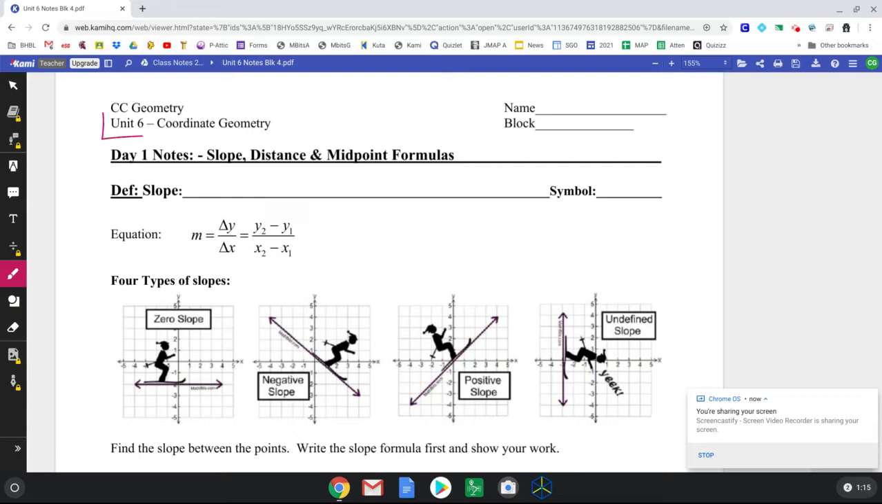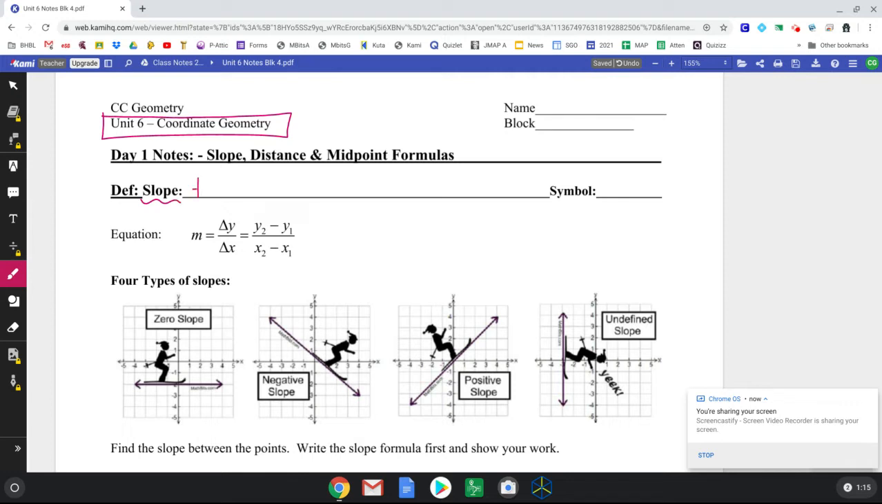About our Unit 6 coordinate geometry. We're going to be talking about different things like our slope, our distance, and our midpoint formulas that are going to help us prove different things about lines and shapes on a coordinate plane. So the first thing we're going to talk about today is slope.